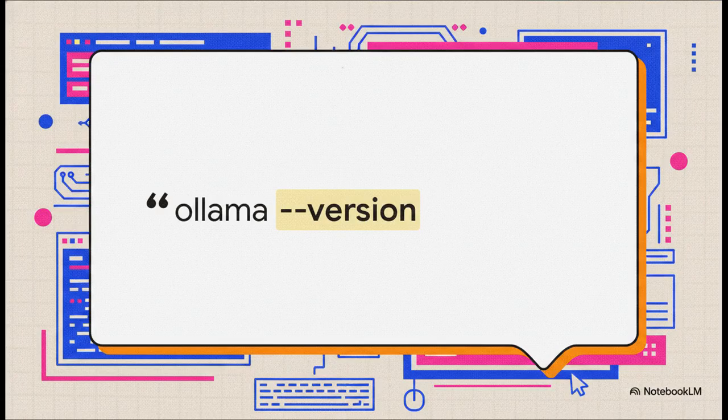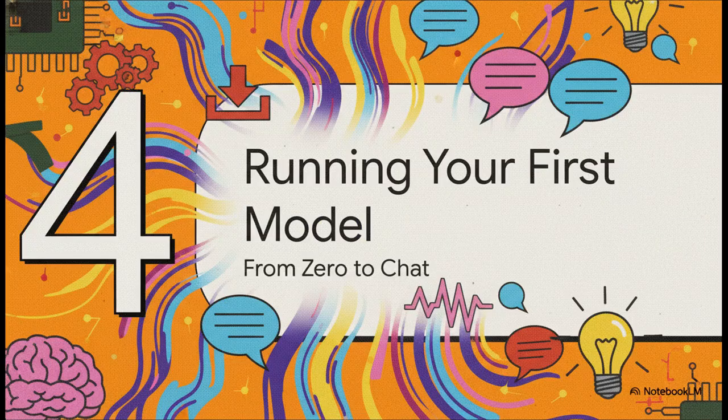Okay, in that terminal window, you're going to type this exact command, ollama space --version, and just hit enter. If you see a version number pop up on the screen, boom, you've done it. Ollama is successfully installed, and it's already running in the background, just waiting for your commands. All right, this is the fun part. This is where the magic happens.